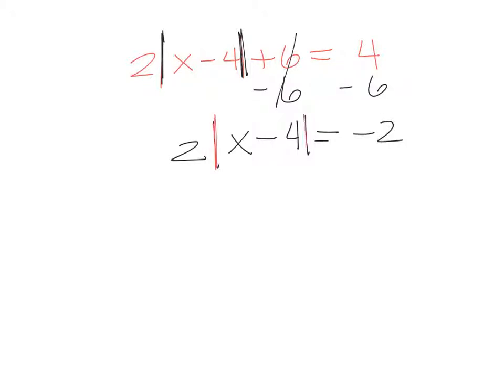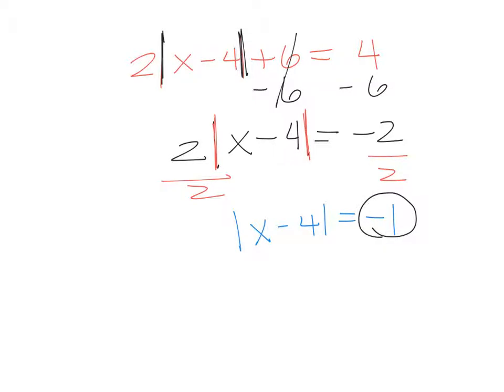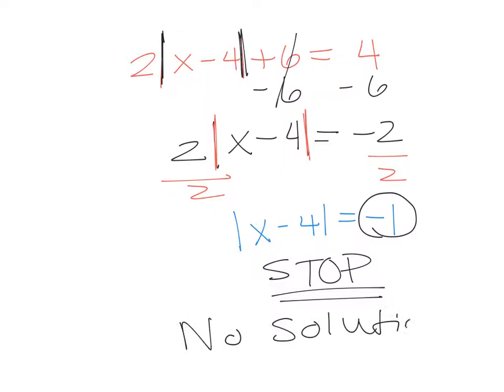Your absolute value is still not alone because you have the 2 multiplying it. Remember, you cannot distribute through an absolute value. You have to undo it with division. So we'll divide both sides by 2, which is going to leave you the absolute value of x minus 4 equals negative 1. Before you break it out of jail into your 2 equations, you need to verify that you are going to have an answer. You have an absolute value equal to a negative number. This is not allowed. Do not continue on with the problem. Stop. This problem will have no solution.